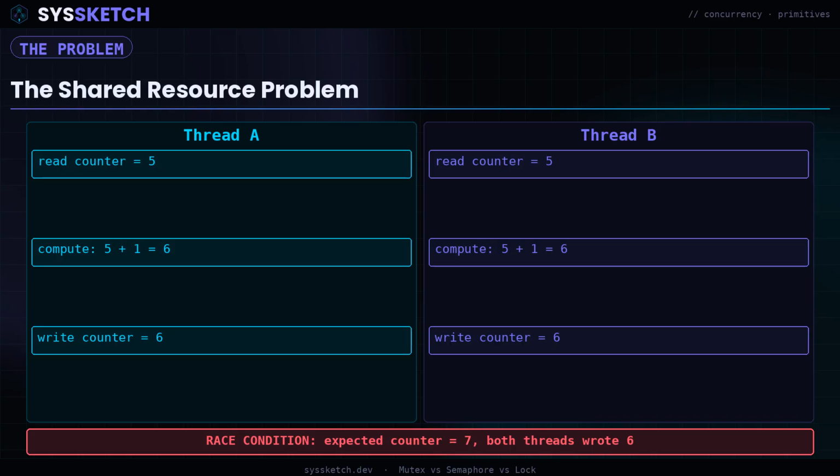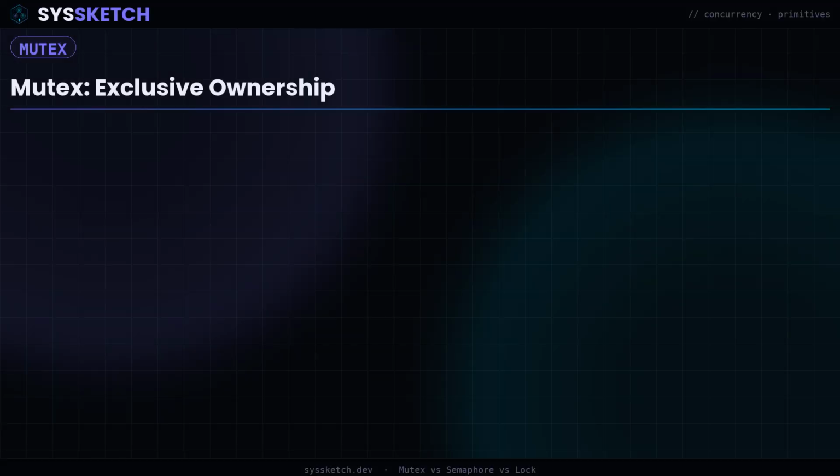This is a race condition, and it happens because reading and writing are not atomic operations. Both threads saw the same old value before either had finished writing the new one. Every concurrency primitive exists to prevent exactly this scenario.